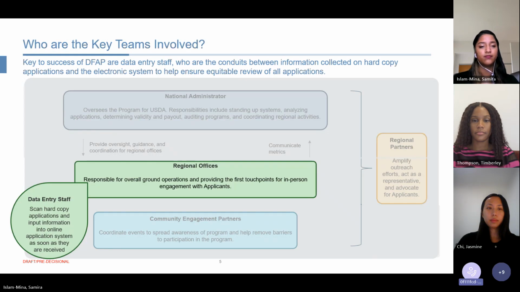So next, we're going to talk about who the key teams involved are. If you've conducted some other trainings that we have, or some of these teams have, about onboarding, you may have seen a version of this slide before. But for data entry, we wanted to focus on the key teams involved, which are you and your staff that you'll train, the data entry staff, who are the real conduits between the information collected on the hard copy applications and the electronic system. Data entry will occur at the regional offices, and the data entry staff should scan the hard copy applications and input the information into the online system as soon as they are received.